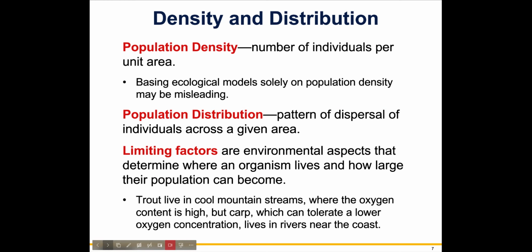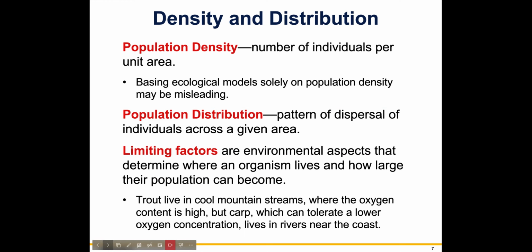How old are they? What are their jobs? What is their income? So even in the ecological world, we need to rely on a little bit more than just how many individuals are in an area. That's where we get population distribution. That's the dispersal pattern in an area. And there are some limiting factors in the environment.